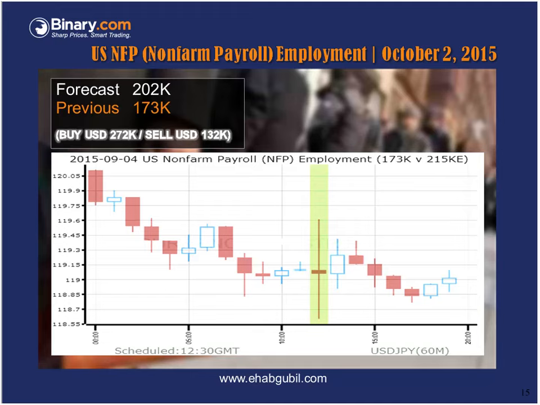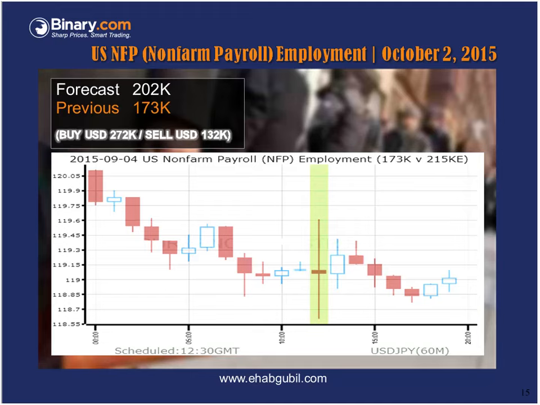U.S. non-farm employment is forecasted at 202,000, previously 173,000. And the unemployment rate forecasted at 5.1%, previously the same 5.1%. How to trade this news? Non-farm employment change release is forecasted at 202,000, as we know. So the unemployment rate also is expected to be at 5.1%.